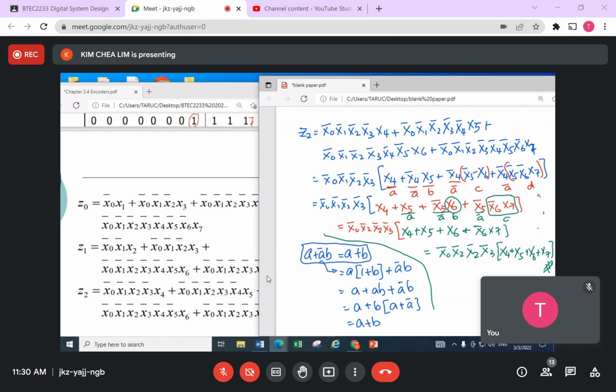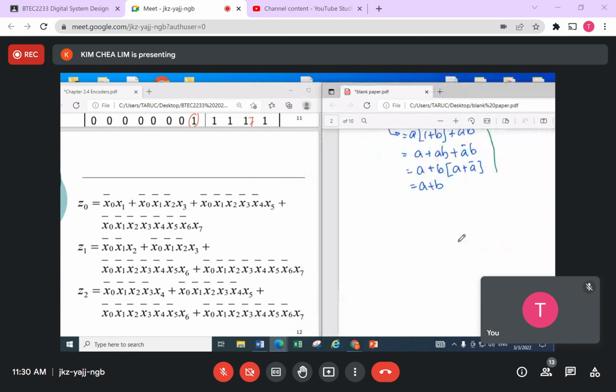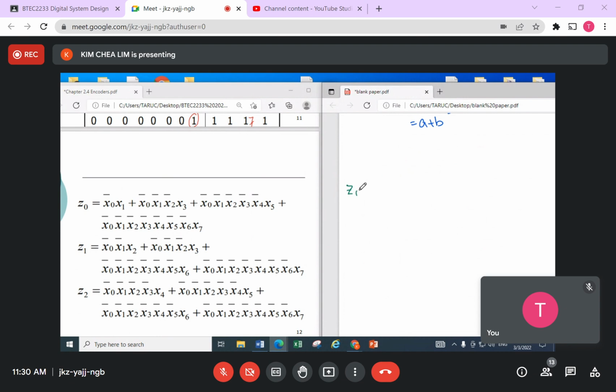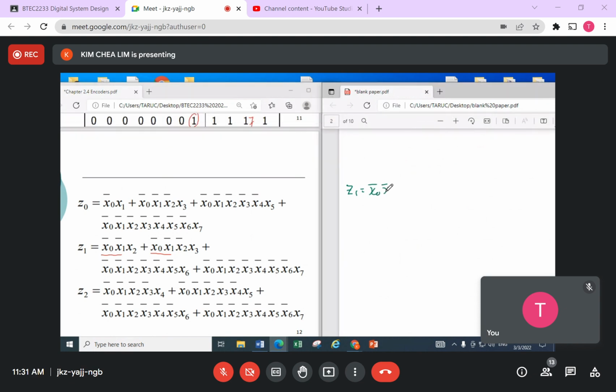And for this one here, maybe I can directly do from here. So for the case of Z1, this is an expression that I am going to obtain. So my Z1 here, now these two are common. These two are common. So you find that it's X0, X1. So I do these two first. Then plus, of course, later on I combine with this one.